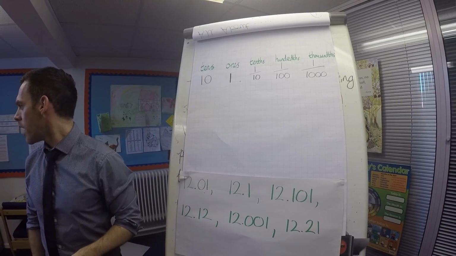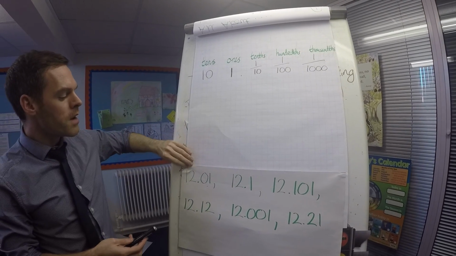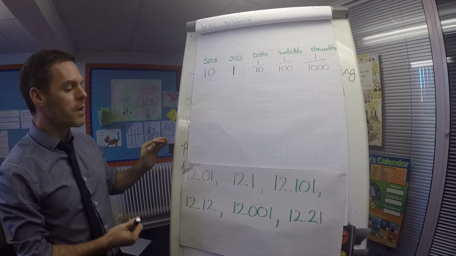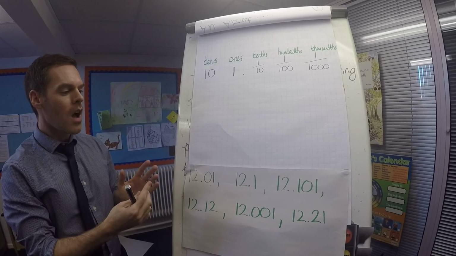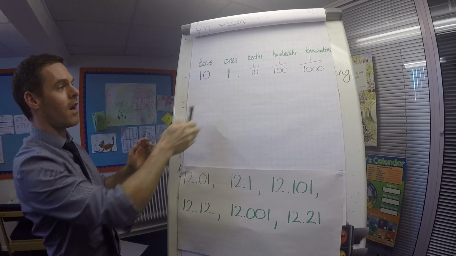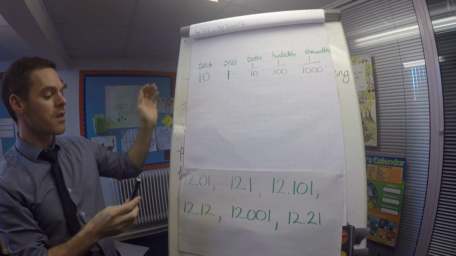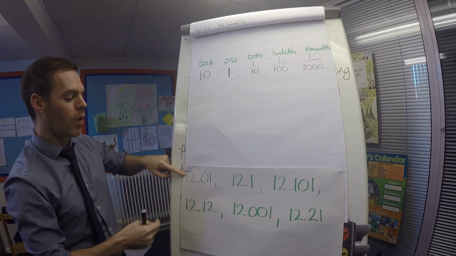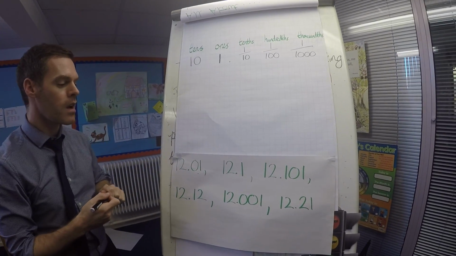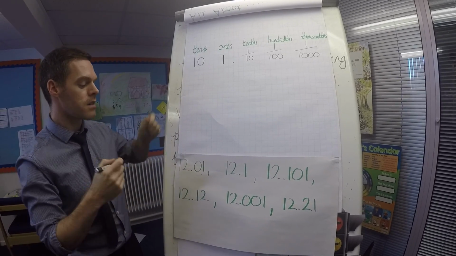So let's have a look at the decimal numbers. This is what we need to do. When you're ordering decimal numbers, you always look at each place value in turn. You always start with the biggest place value, and as we know, it's going this way, so the biggest place value will be the one furthest to the left. In this case, the biggest place value in all of these numbers is the tens column. So when you're comparing them, we start with the tens column.